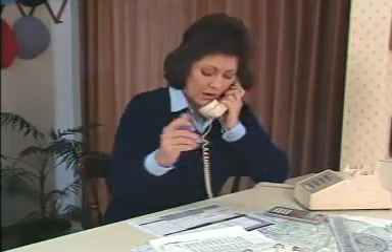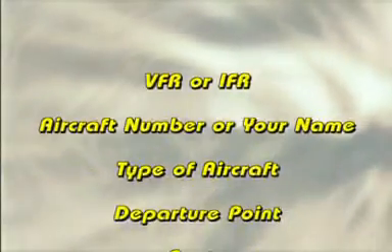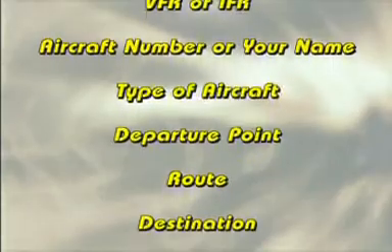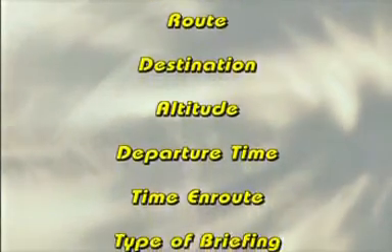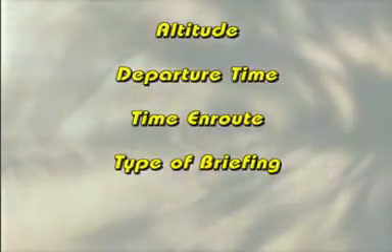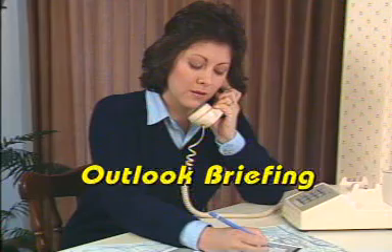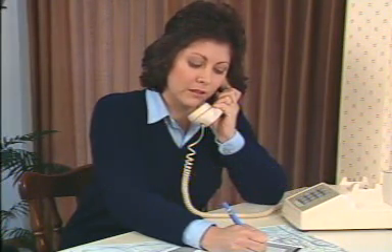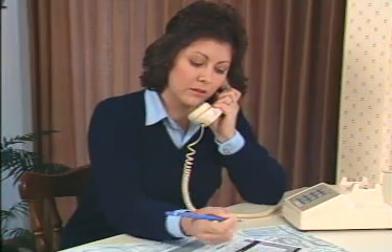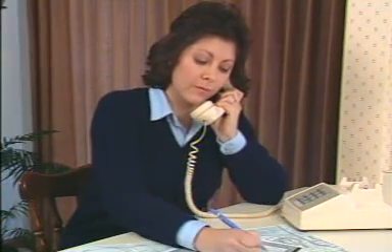Before you can receive a briefing, however, you must provide some background information regarding your flight. This allows the briefer to tailor the weather information to your specific needs. An Outlook briefing is used when your departure is 6 or more hours away. This type of briefing is very useful for getting an overall picture of the general weather trends that may affect your flight.